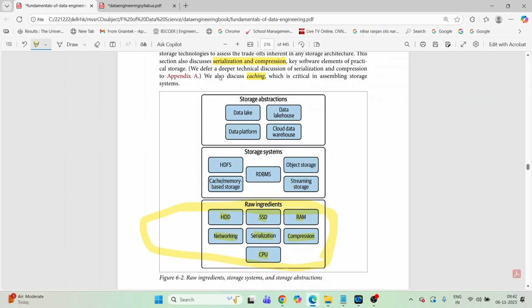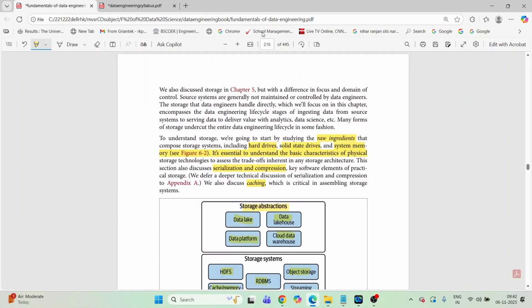Now coming to storage abstractions, what are the storage abstractions? Data lakes, data lakehouses, data platforms, cloud data warehouse. And coming to storage systems, we have HDFS, cache memory based, RDBMS, object storage, streaming storage. So this diagram we all need to remember, okay?